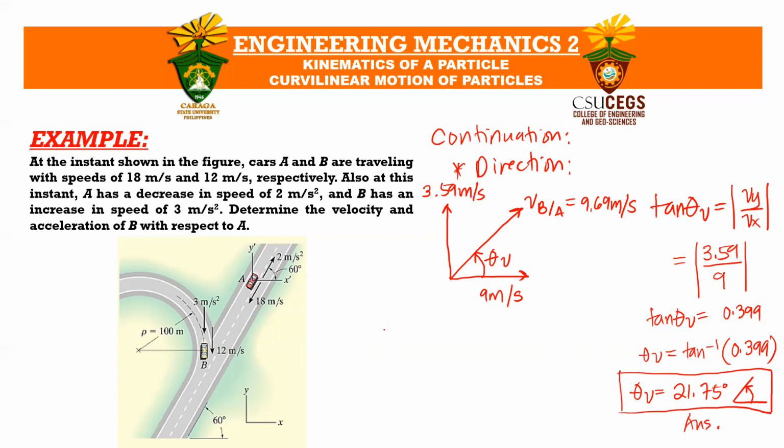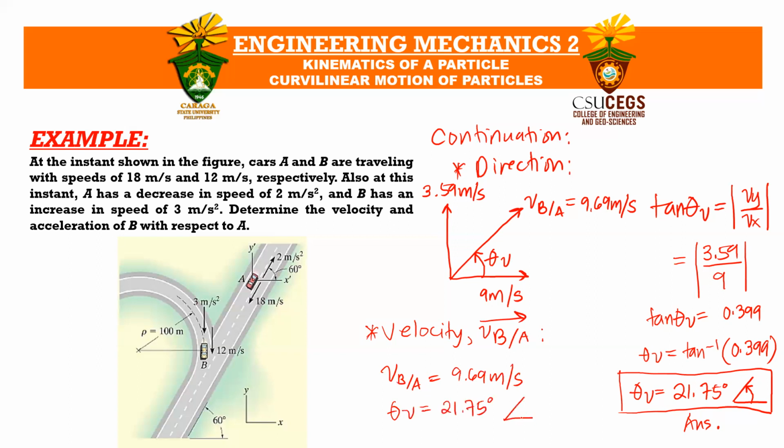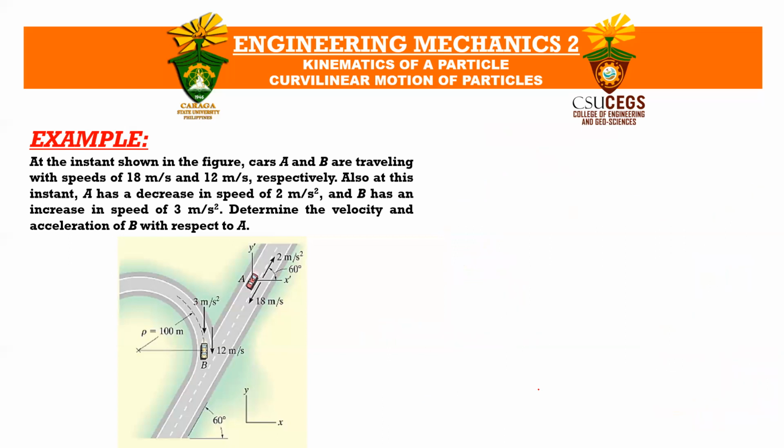So again, for the velocity of B with respect to A, the magnitude would be equal to 9.69 meters per second, and the direction would be equal to 21.75 degrees counterclockwise. Now let us proceed on solving the acceleration of B with respect to A.